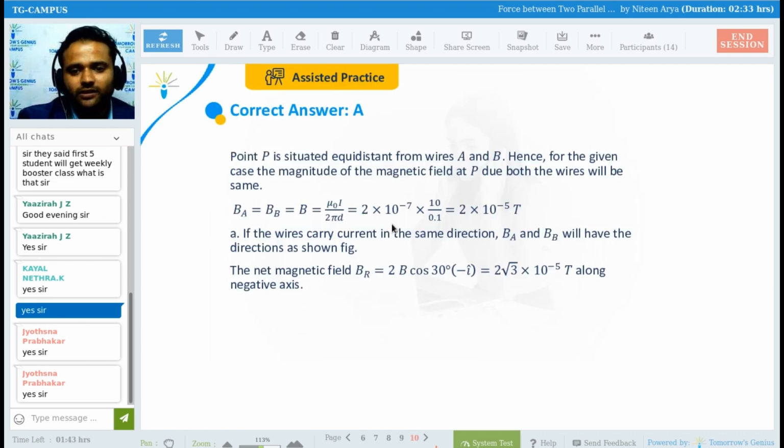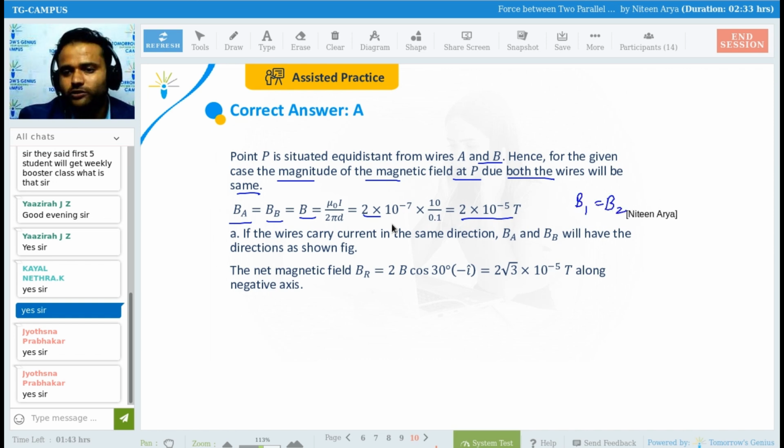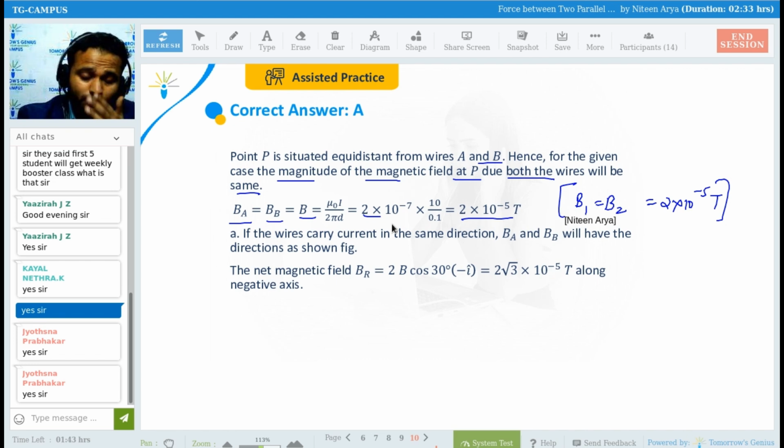So point P is situated at an equidistance from A and B. Hence, for the given case, the magnitude of the magnetic field at P due to both the wires will be the same. B_A equals B_B equals mu naught I upon 2 pi D. Put everything in and get the field first. This is your magnetic field B, due to 1 equals due to 2 equals 2 into 10 to the power minus 5 Tesla. Nothing more than that, just putting the values. Clear?